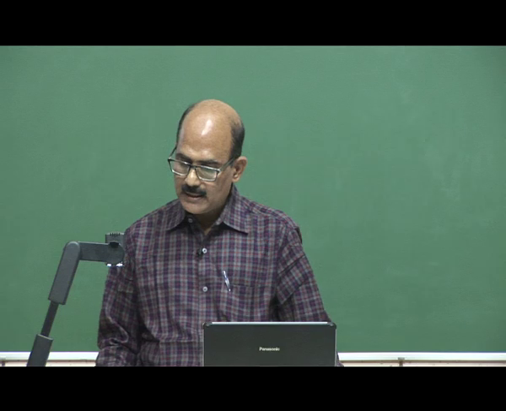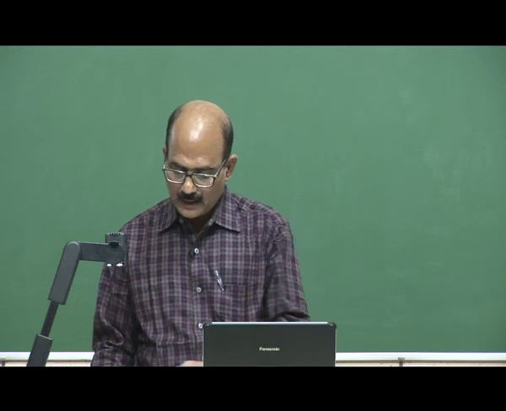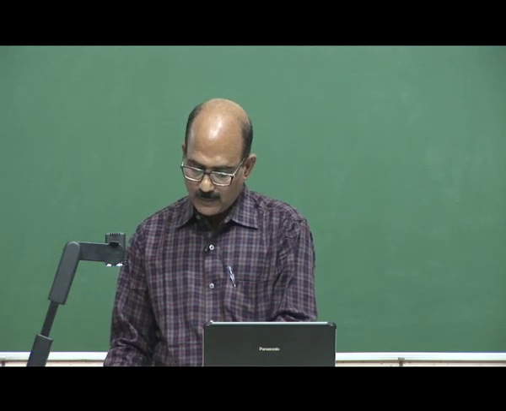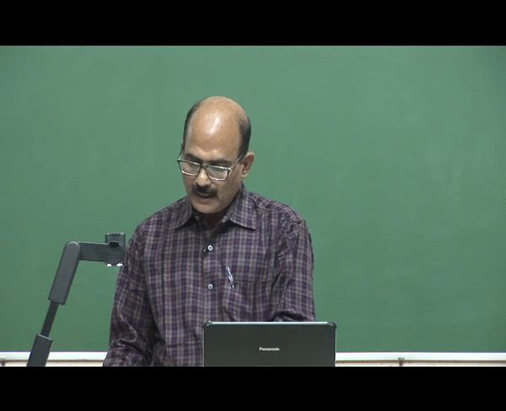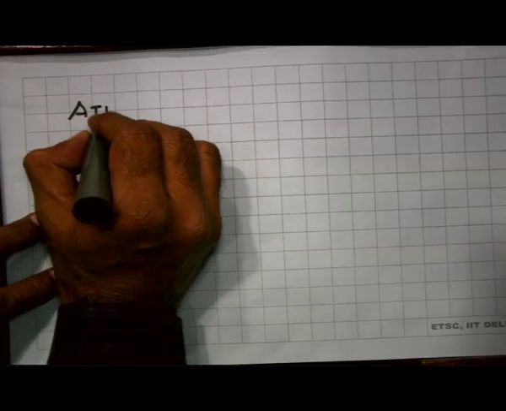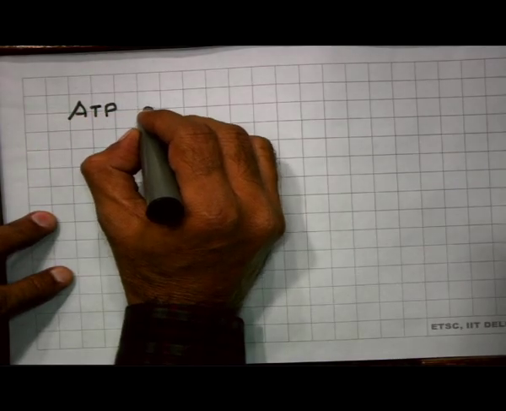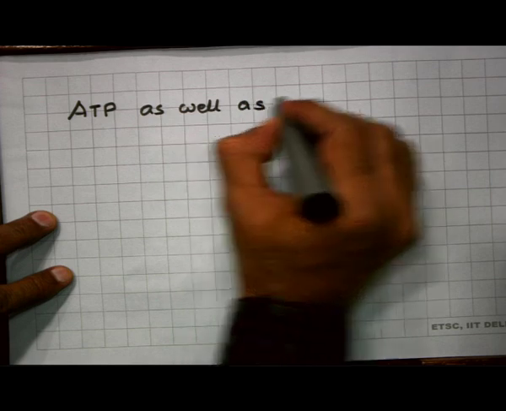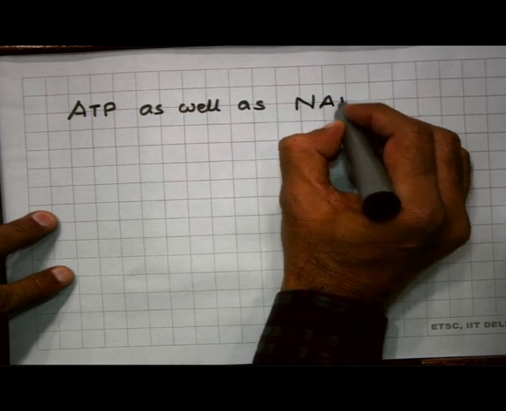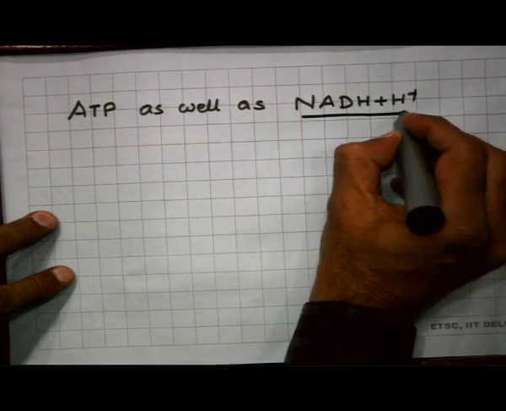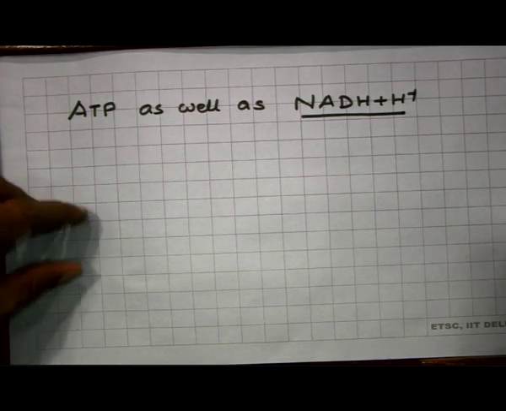Glycolysis, as we have already told, is a series of reactions controlled by different types of enzymes, and there is utilization of ATP as well as NADH for the source of hydrogen.